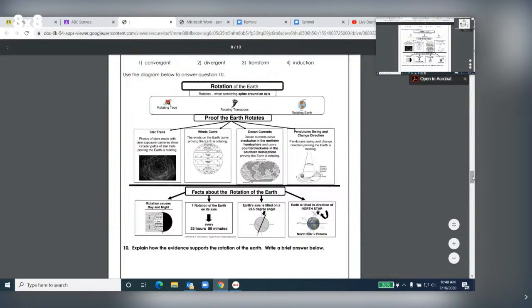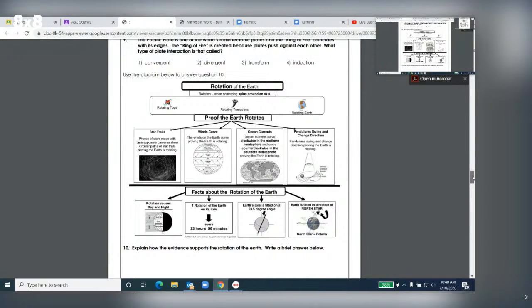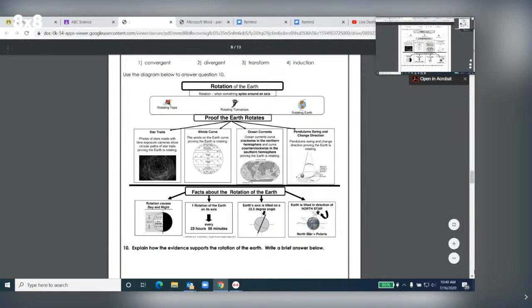So it asks you, explain how evidence supports the rotation of the Earth. Basically, we talked about it. All these things basically would give you information, and I just used the wind curves and the ocean curves. Okay.